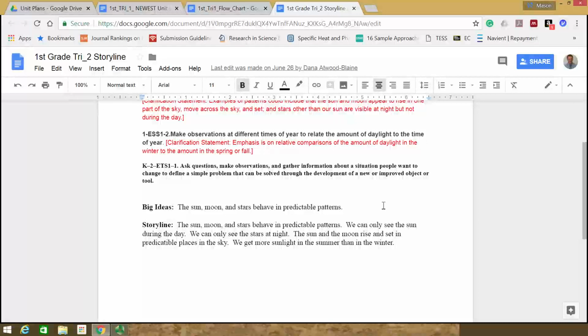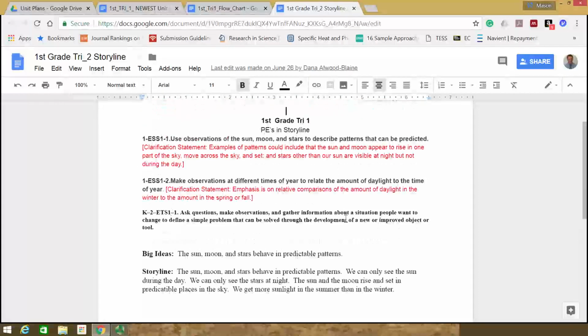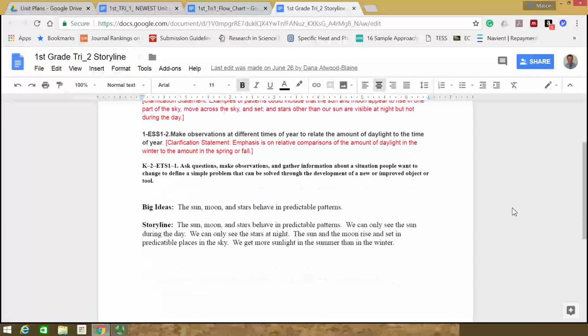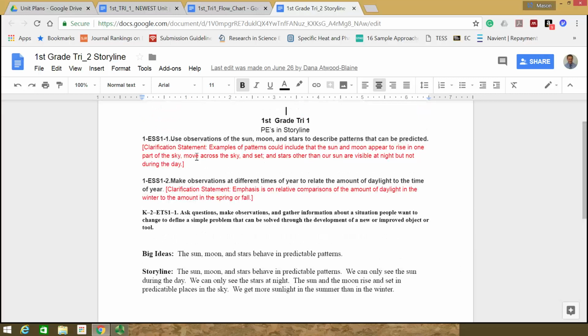Then we created a storyline, and we did that by taking these performance expectations, bundling them up, and trying to put them together in a coherent story. So our storyline was: the sun, moon, and stars behave in predictable patterns. We can only see the sun during the day. We can only see the stars at night. The sun and the moon rise and set in predictable places in the sky. We get more sunlight in the summer than in the winter. I do realize that these are two distinct standards, but they have some overlap, and that's how we try to put them together in a storyline.